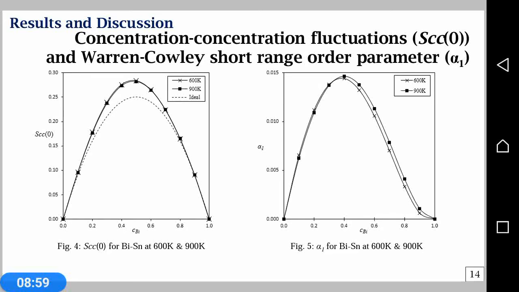It can also be observed that at about 35% bismuth and above, segregation tendency increases with rise in temperature, while the reverse is the case at compositions less than 35% bismuth.